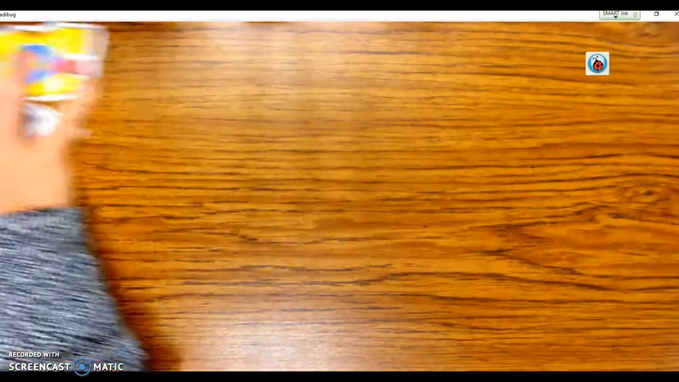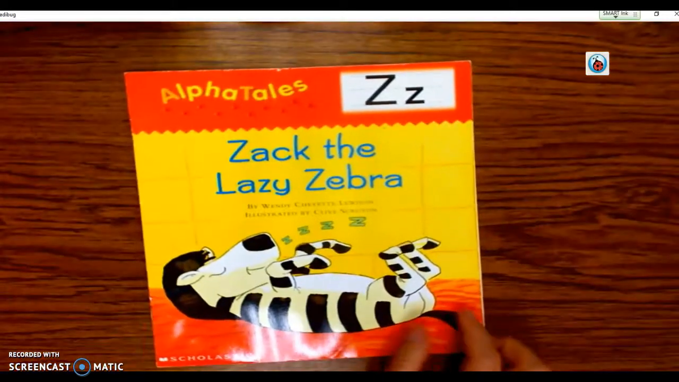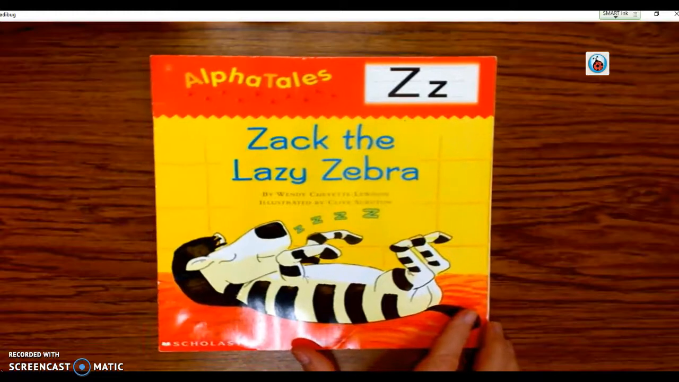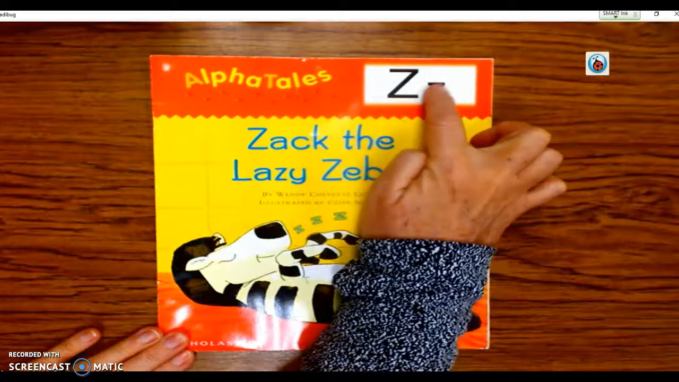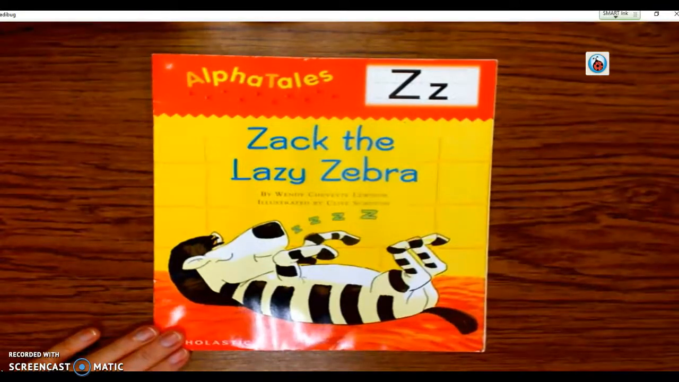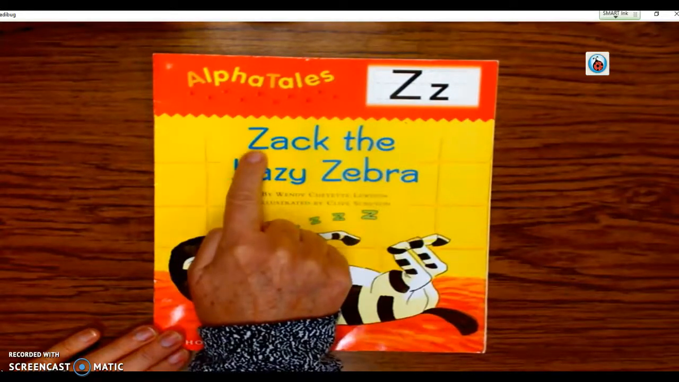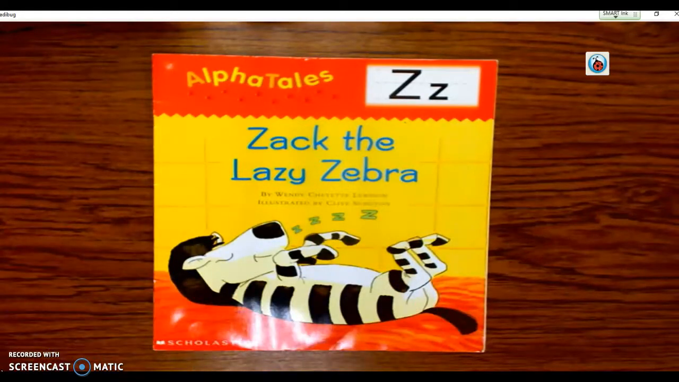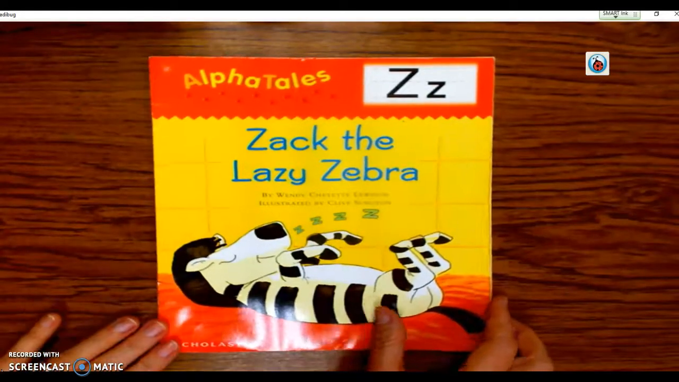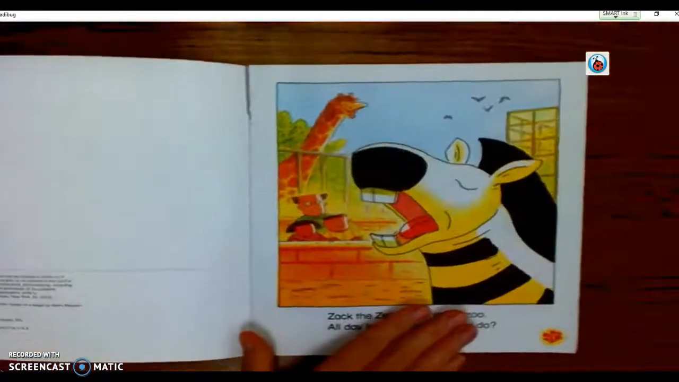All right, boys and girls, we have a book for the letter Z. It is about some zebras. The title is Zach the Lazy Zebra. Here's our uppercase Z. Here's our lowercase z. Here is our title, Zach the Lazy Zebra. Zach begins with a Z. Zebra begins with a Z. Wendy Lewison is the author, so she wrote this story. The illustrator is Clive Scrutton, so he drew the pictures.